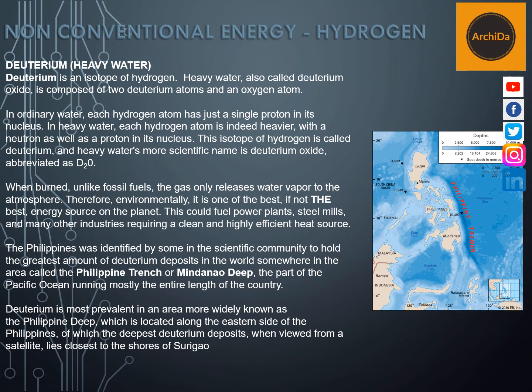Now, one favorable element of hydrogen is called deuterium or heavy water. Heavy water, also called deuterium oxide, is composed of two deuterium atoms and an oxygen atom. So in ordinary water, each hydrogen atom has just a single proton in its nucleus. In heavy water or deuterium, each hydrogen atom is indeed heavier with a neutron as well as a proton in its nucleus. Now in the Philippines, there is a big or vast reservoir of deuterium.